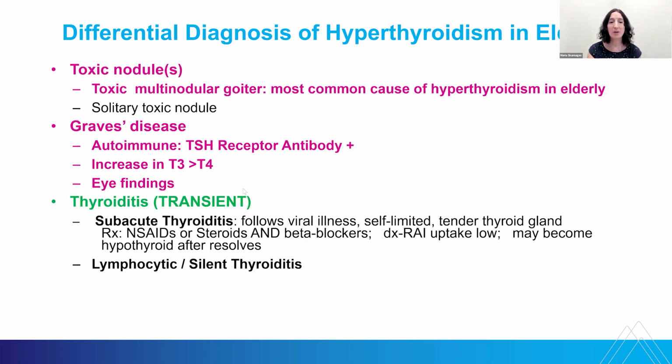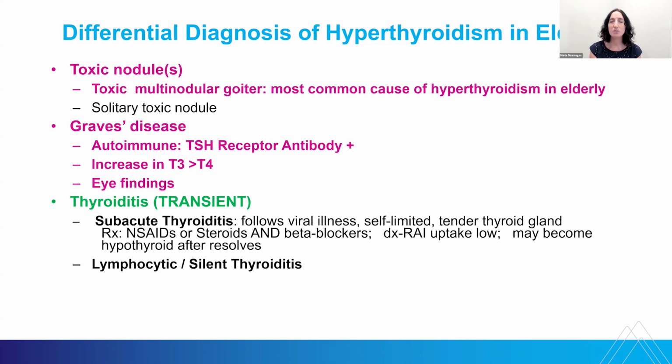Thyroiditis is a transient condition, so it's not going to cause a permanent hyperthyroidism. It's usually an inflammation of the thyroid gland that's causing release of preformed thyroid hormone that will resolve over time. And so a common cause is subacute thyroiditis. So if somebody has a viral illness, they then can develop an inflammation of the thyroid gland, which tends to be a tender thyroid.